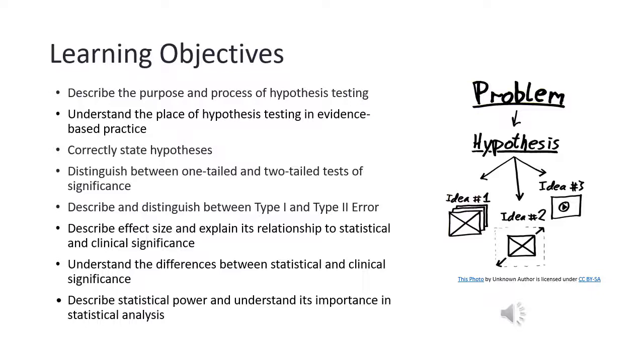So the learning objectives for today's lecture on hypothesis testing are to describe the purpose and process of hypothesis testing, understand the place of hypothesis testing in evidence-based practice, learn how to correctly state hypotheses, distinguish between one-tailed and two-tailed tests of significance. We'll talk about type 1 and type 2 errors and how to describe and distinguish them. We'll talk about effect size and the relationship to statistical and clinical significance. And then we'll talk a bit more about the differences between statistical and clinical significance, and then a little bit about statistical power and the importance of having a well-powered analysis for your research project.